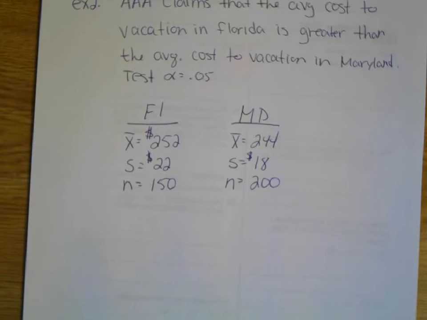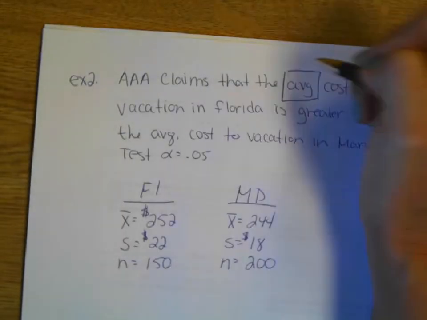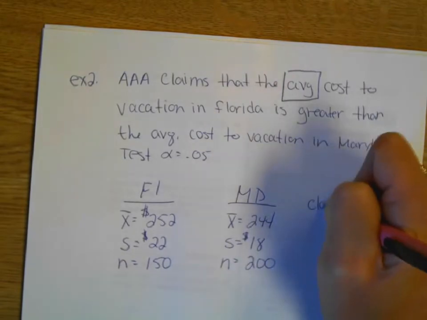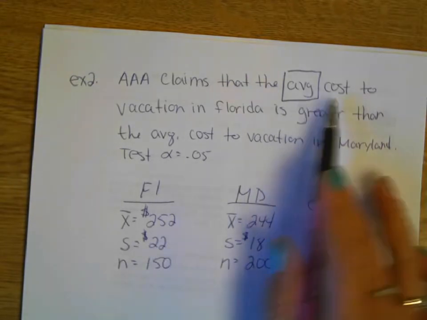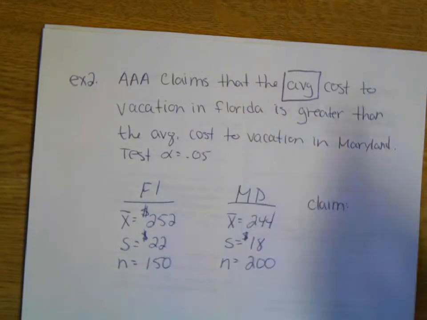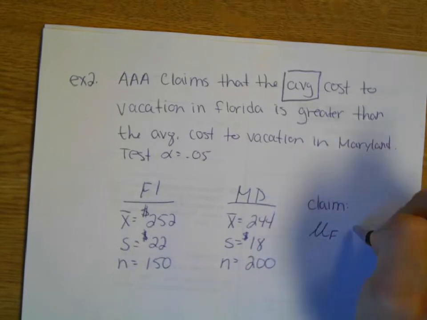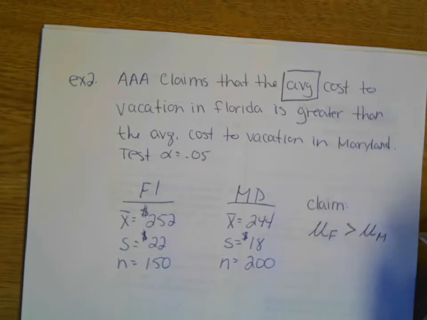Okay, so again, we're testing the difference in these. First of all, the claim is about the average cost. Average is mean. We're using mu. So the claim, and it doesn't matter which one you compare, says that the average cost of vacation in Florida is greater than the average cost of vacation in Maryland. So the mean for Florida is greater than the mean for Maryland.